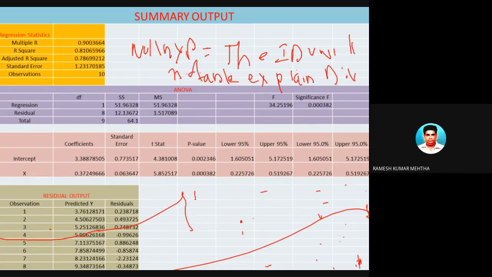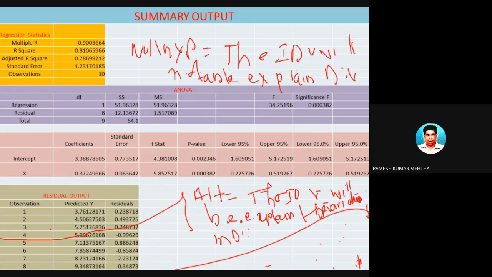Now, what about the alternate hypothesis? The alternate hypothesis is the opposite of the null hypothesis, which states that the independent variable will be able to explain the variation in the dependent variable. This is number one, this is number two.